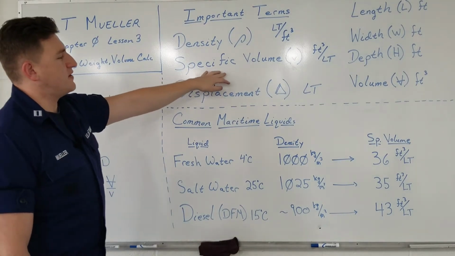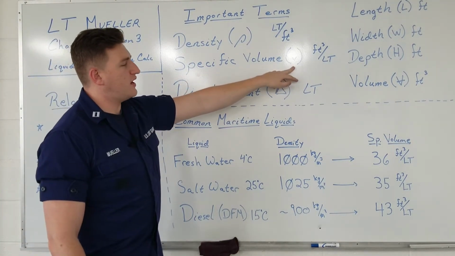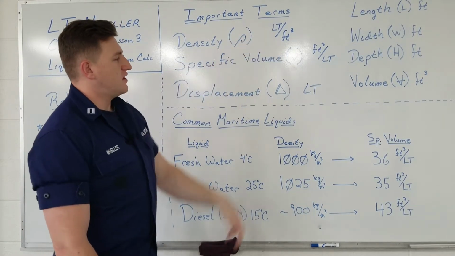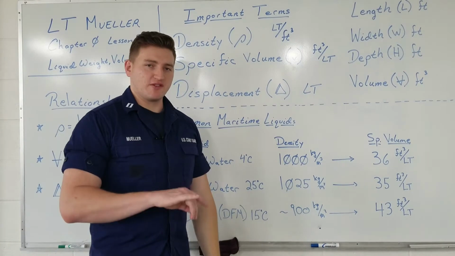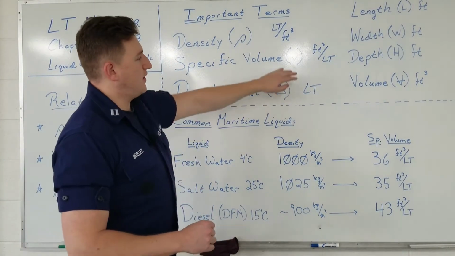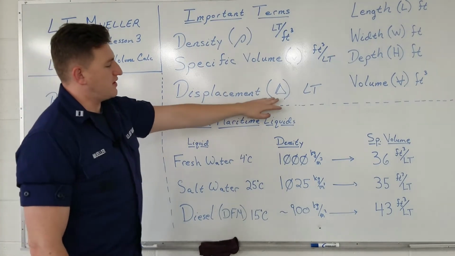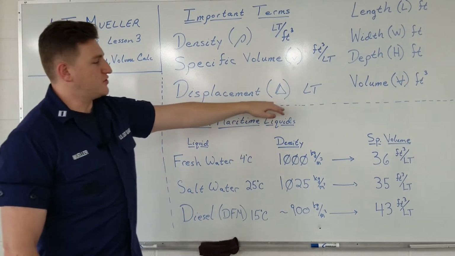Next, similarly, specific volume is denoted by a lowercase v, and instead of where density was mass per volume, specific volume is just the reciprocal or the flip of density, so it is volume per mass. Displacement, whose symbol is a capital Greek letter delta, is measured in long tons.